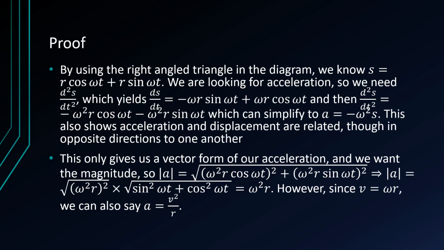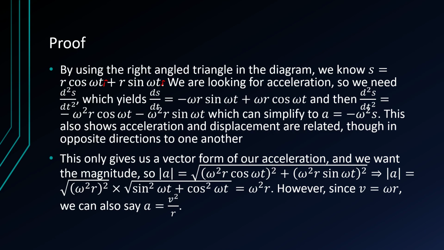We can say that s, the displacement undergone, is r cos omega t plus r sin omega t as a position vector. We're looking for acceleration, so we differentiate twice to get d2s by dt squared, the second derivative of position with respect to time. Firstly, the first derivative of position with respect to time is velocity. Using the chain rule, the derivative of cos is minus sine, and we bring the omega out, so we get minus omega r sine omega t. There actually should be vector symbols here, so i and j.